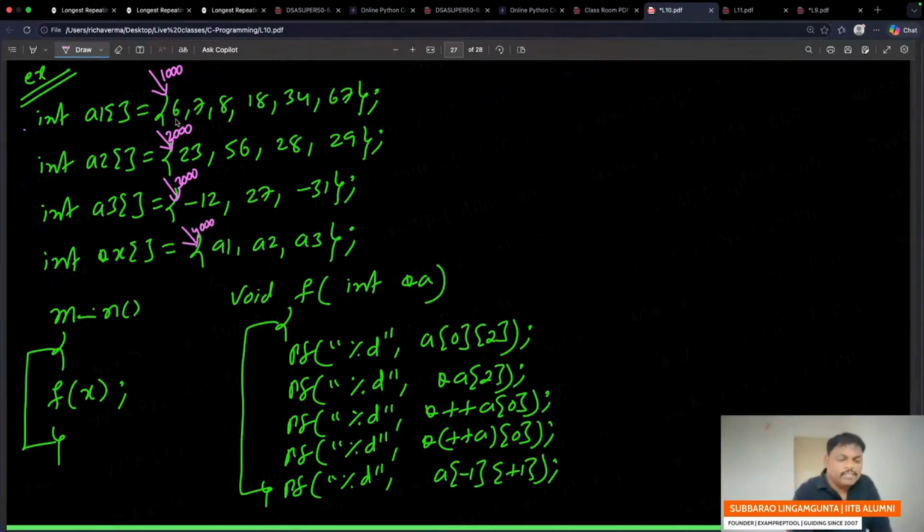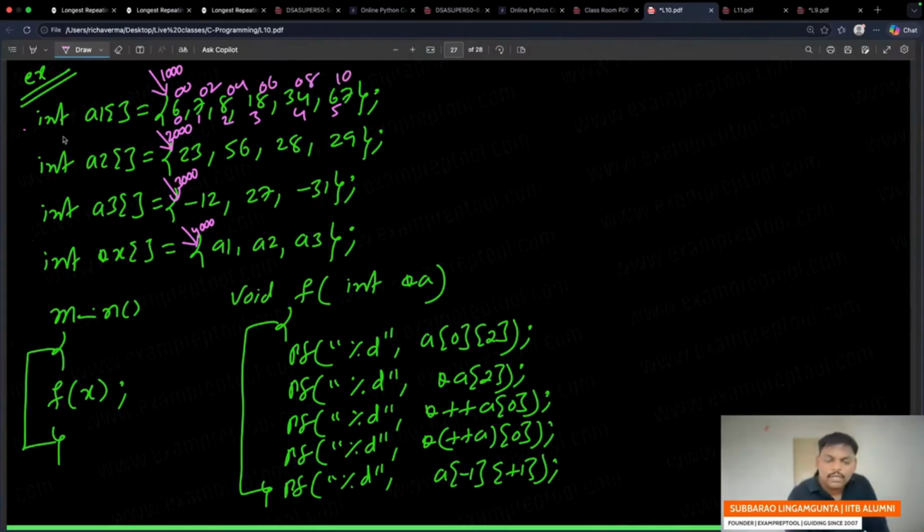So these are the elements, and these are the indexes 0, 1, 2, 3, 4, 5. If you see the addresses here, they are 1000, 1002, 1004, 1006, 1008, 1010, because each integer takes 2 bytes.